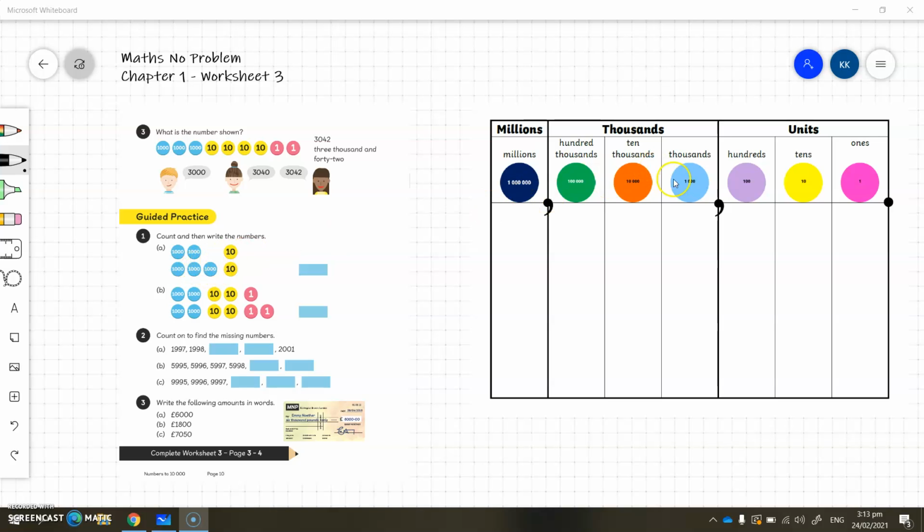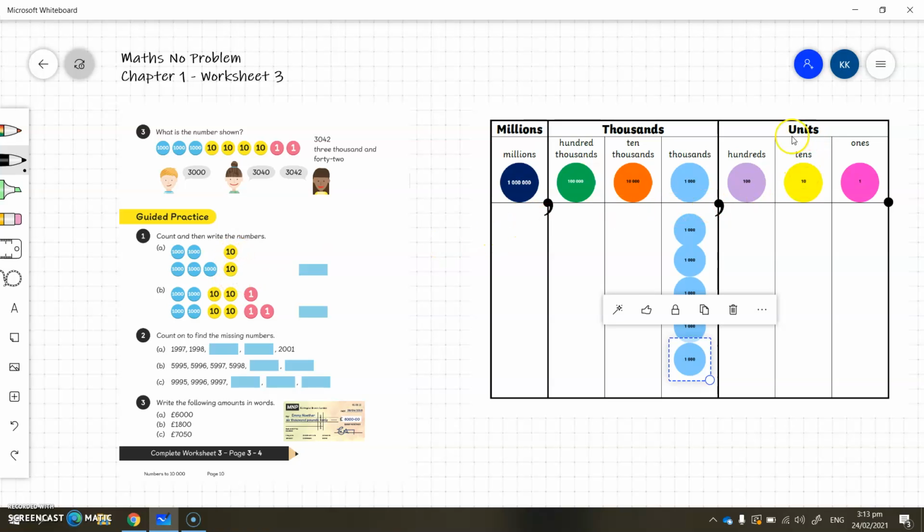So I'm going to work over here, and I'm going to place 5 of these thousands discs in my place value chart. 1, 2, 3, 4, and 5. Okay.